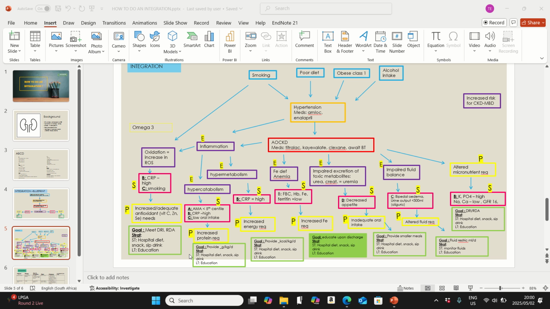And then your strategies would be your short-term and long-term strategy. Long-term would always be education, right? Short-term is what you're going to be doing in hospital with regards to the hospital diet, or whether you're going to be providing a snack or a sip drink, supplement, or something like that.